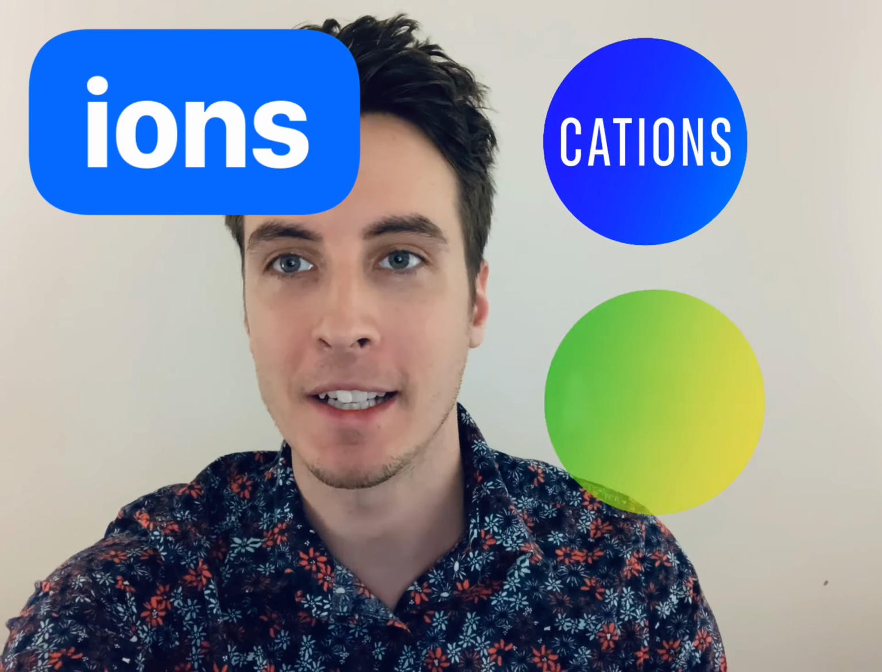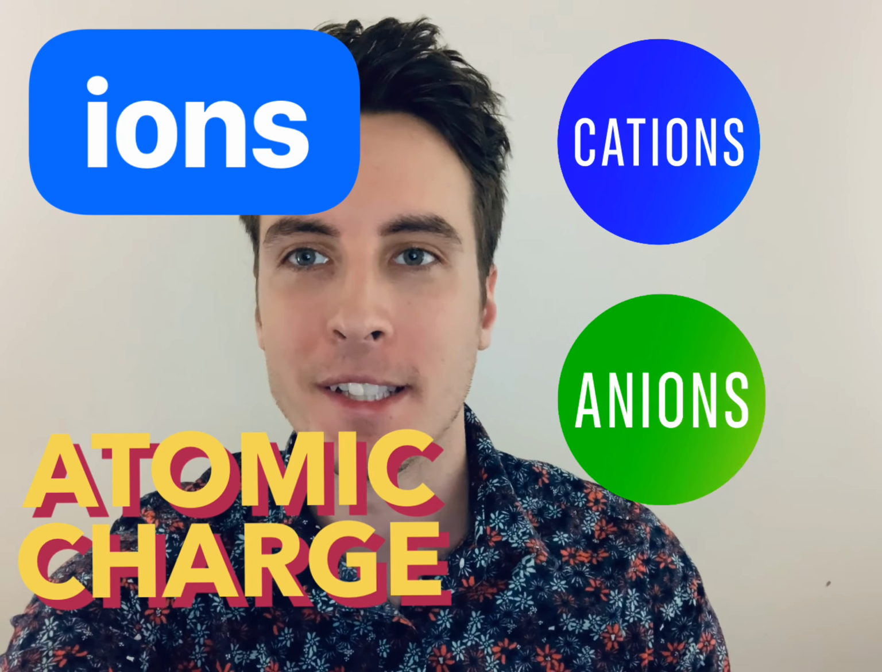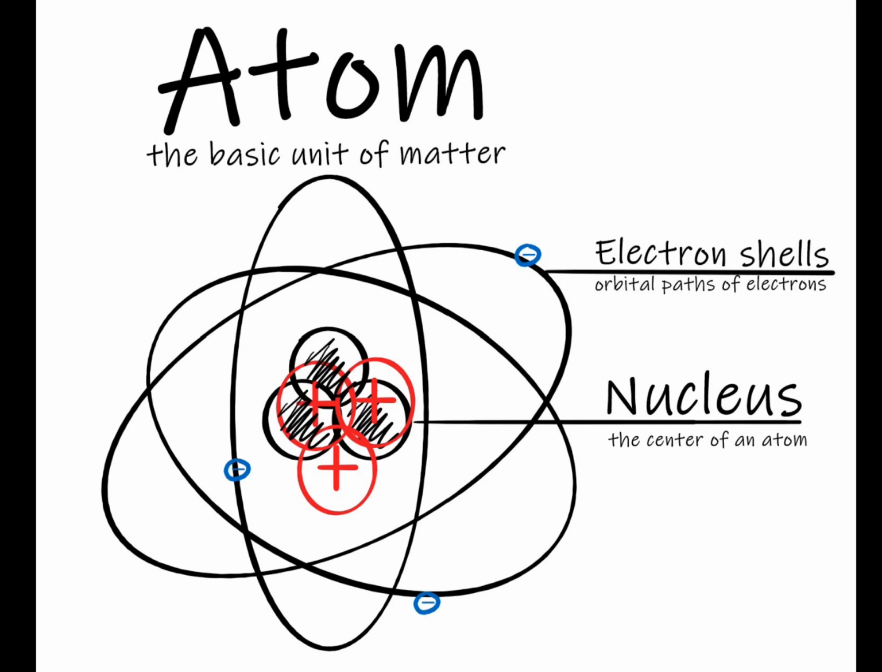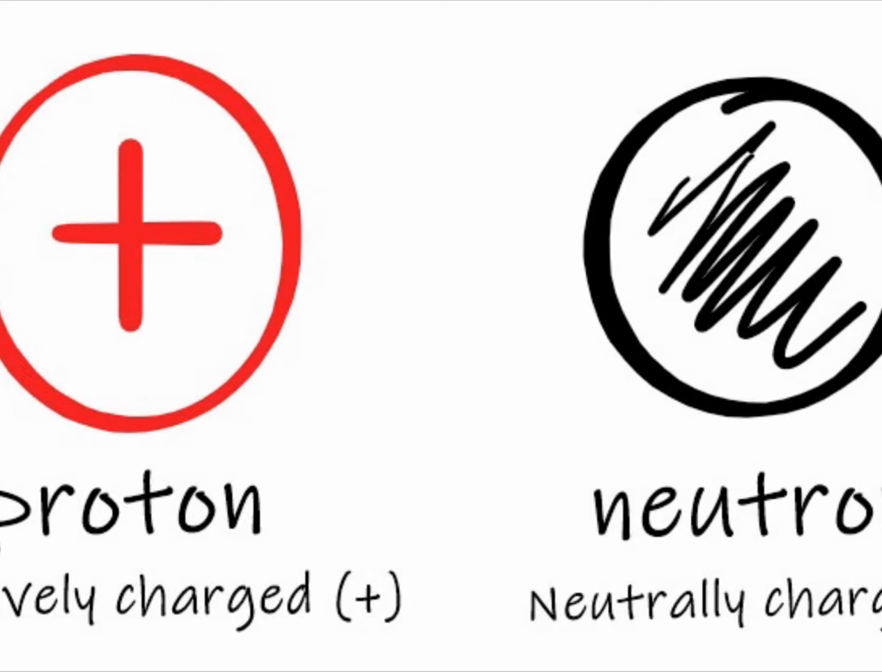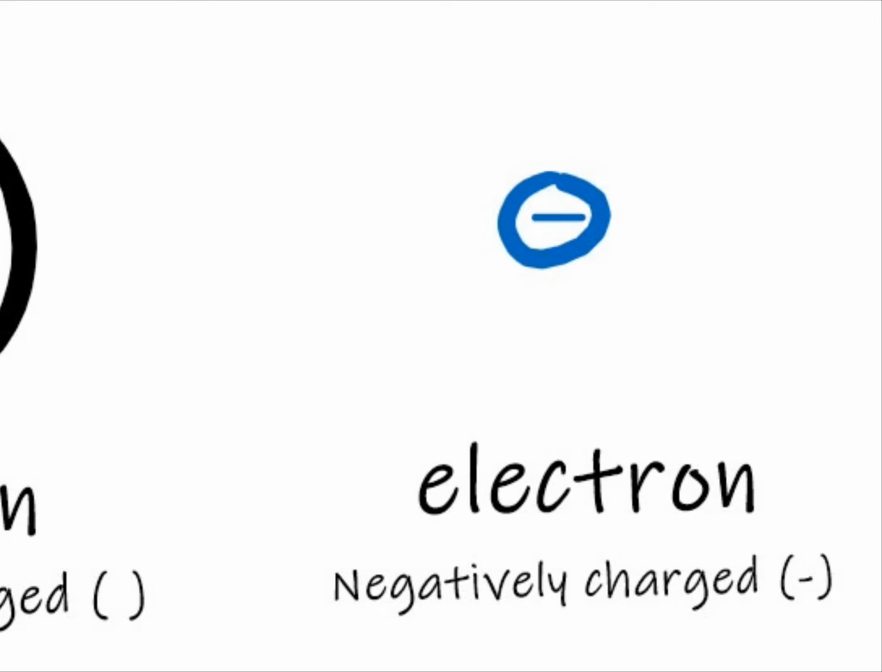Today we'll be talking about ions, cations, anions, and atomic charge. Let's get started. To review, an atom is the smallest unit of matter. Atoms are made of three subatomic particles: protons, neutrons, and electrons.